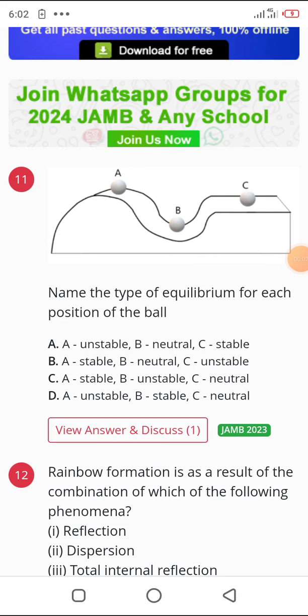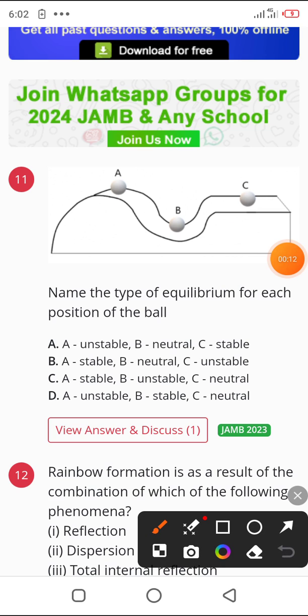This is physics past Q for JAMB 2023. So I am going to provide the solution for this question number 11. Name the type of equilibrium for each position of the ball: position A, position B, and position C.